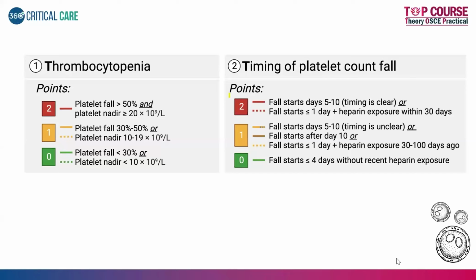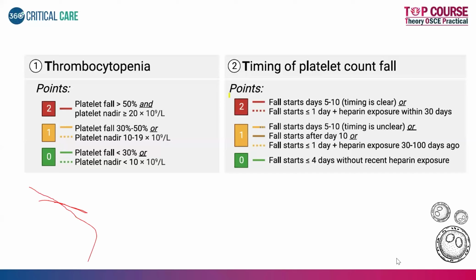Whenever there is a platelet fall of more than 50% or the platelet nadir is more than 20,000 cells per microliter, then the patient is scored as 2. If the drop is between 30 to 50% or the nadir is less than 20,000, then the score is 1. And if the platelet fall is less than 30%, then it is unlikely, so that gets the score of 0.